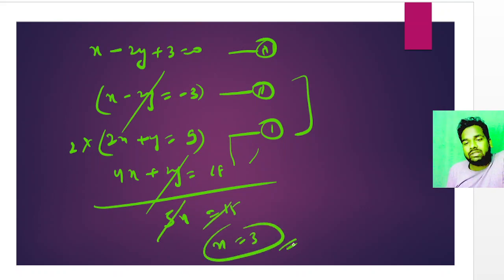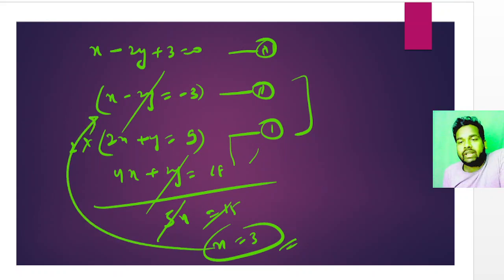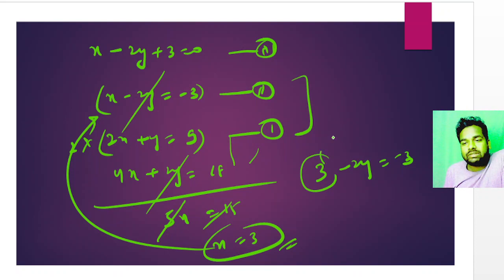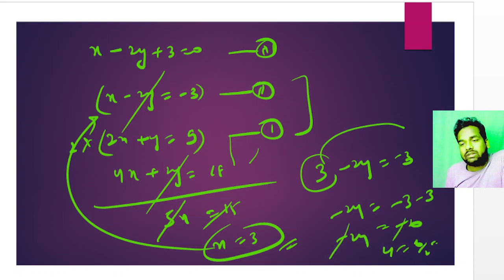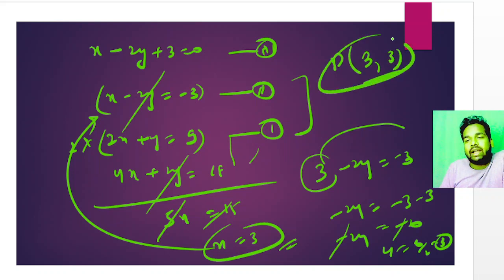Now you put this x value in equation number 1 or equation number 2. If you put it in equation number 2, it becomes 3 minus 2y is equal to minus 3. Bring this portion to the other side: minus 2y is equal to minus 3 minus 3, which is minus 6, so y is equal to 6 by 2, which is 3. So the point comes as (3, 3), and this is the circumcenter.